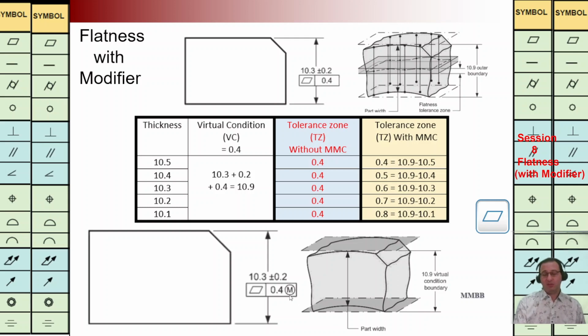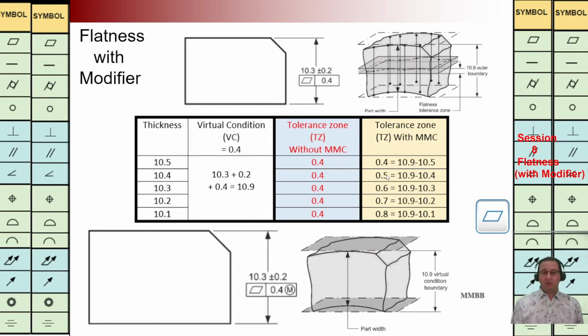And when we have a modifier, it means we have dynamic tolerance. We can see here, if the distance between these two parallel surfaces is 10.1, the tolerance zone for midplane is 0.8. We have more tolerance zone.